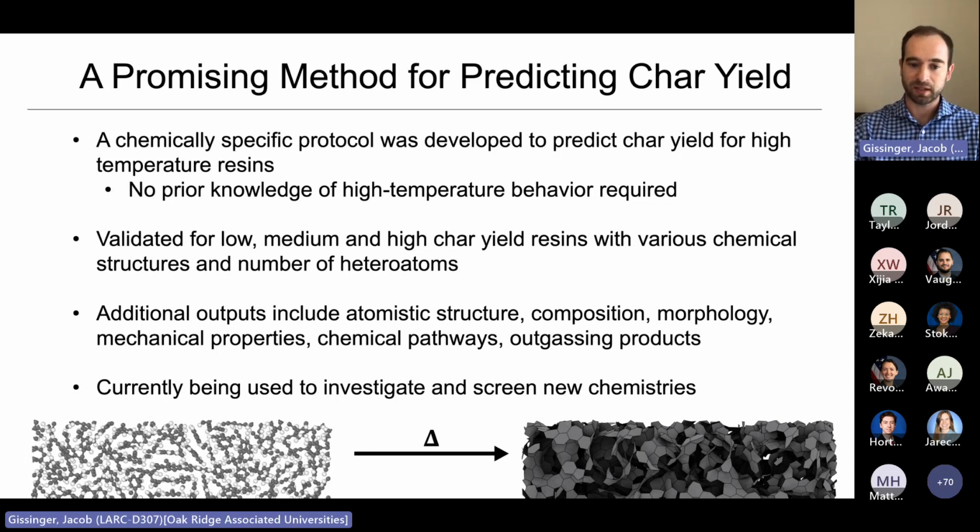We validated it on a number of different materials, including low, medium, and high char yield resins and various resin chemistries with various amounts of heteroatoms, or non-carbon atoms. In addition, the nice thing about atomistic models is that once you have your final model, you can do additional testing on it, such as looking at the outgassing products and mechanical properties. And so we're currently using this model to look at new chemistries here at NASA Langley and guide experimentalists to hopefully design the next generation of heat shield materials.